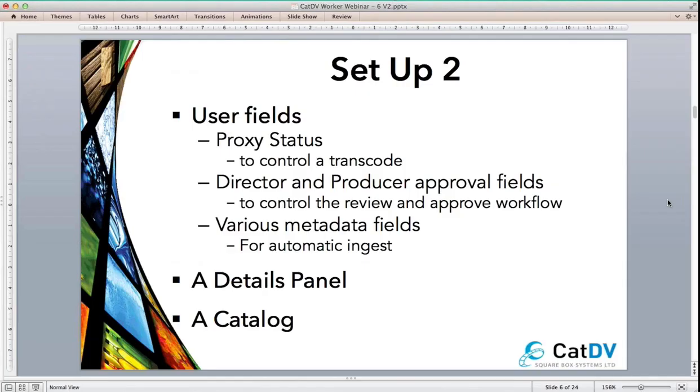We've also set up some user fields. In particular, there's one called proxy status, and that's going to be controlling our transcode in our first example. In our review and approval example, we've got some director and producer approval fields, which control that workflow. And then we've got another pile of metadata fields that are going to show the automatic ingest of that data. And clearly there's a details panel and a catalog with all that stuff in.